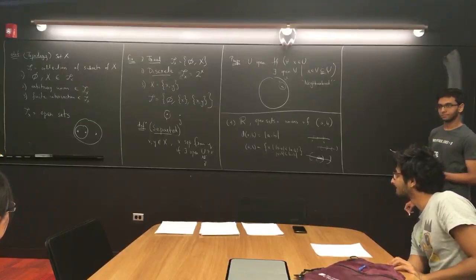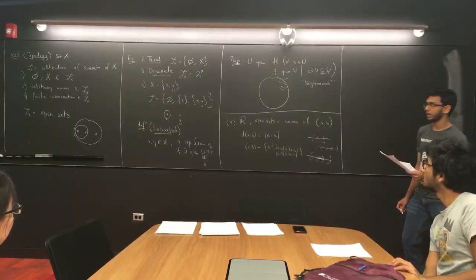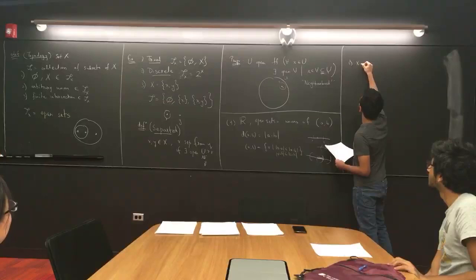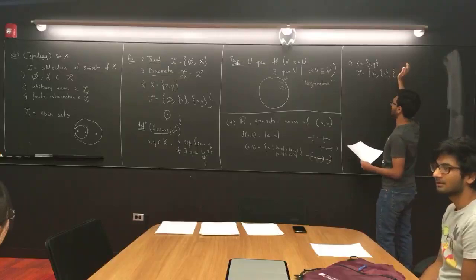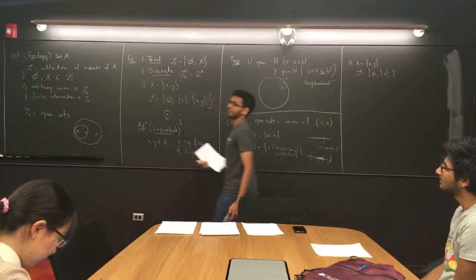Yeah, sure. You can always do that. So that would be a different topology. Call it example 5. It will be X is {x, y}, and T is... Oh, yeah, that is the discrete topology. Yeah, but that's the smallest example of a topology that's neither trivial nor discrete. Exactly.